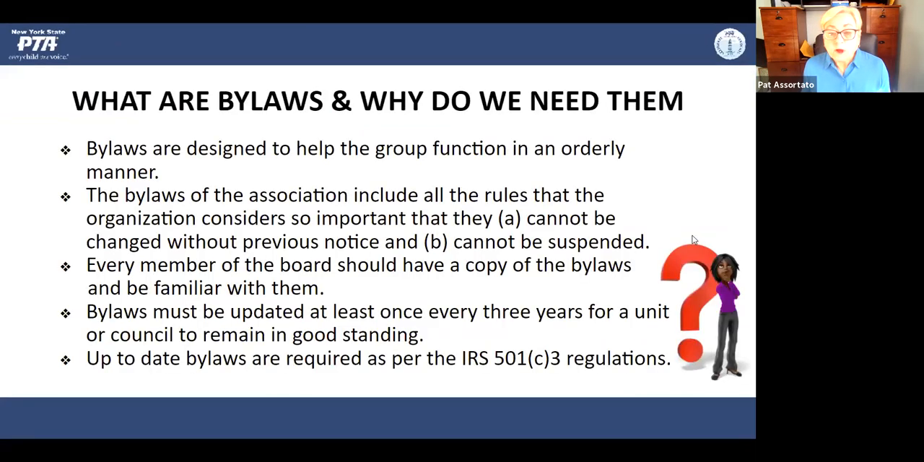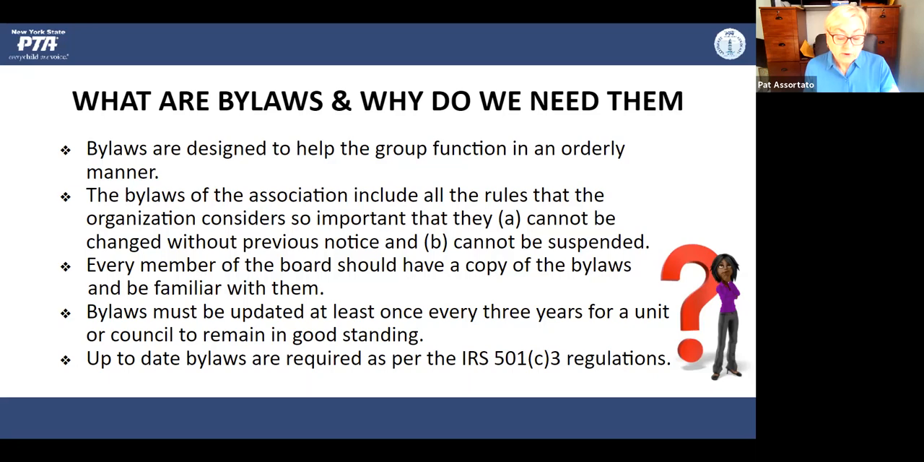What are bylaws and why do we need them? Bylaws are designed to help you function in an orderly manner. Your bylaws include all the rules that are considered so important that they cannot be changed without previous notice, and they cannot be suspended. Every member of your board should have a copy of your bylaws, and they should be familiar with them. Your bylaws must be updated at least once every 3 years for a unit or a council to remain in good standing.